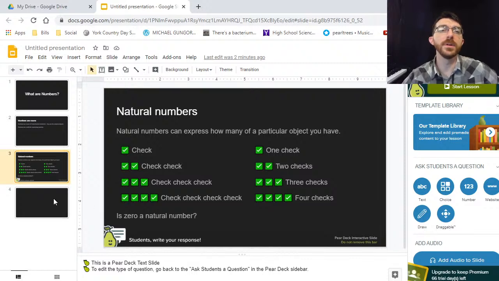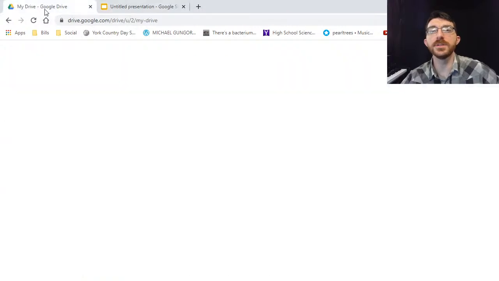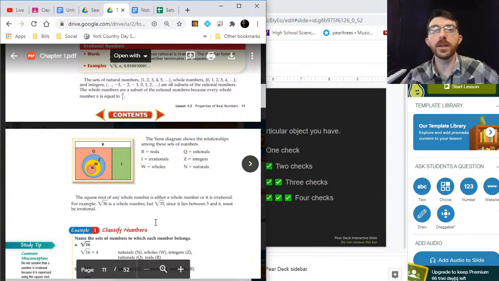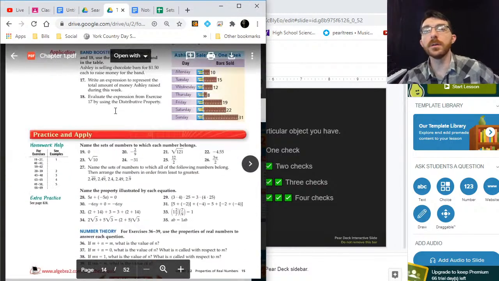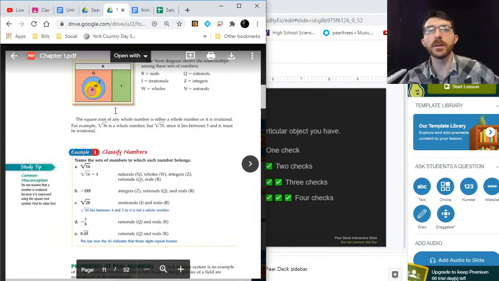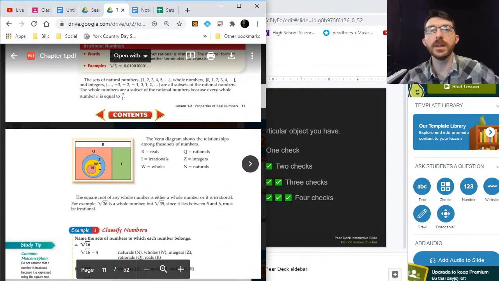I'm not giving whole numbers its own slide. That's just, no, just not doing it. Whole numbers, you don't get your own slide. I'm going straight to integers. Is integers the next one? Z.